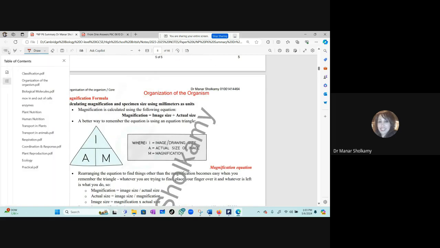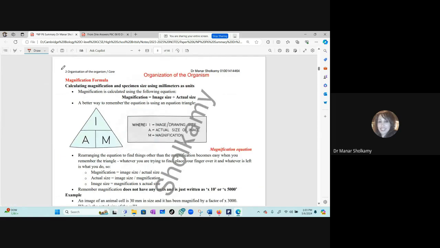Now, the second lesson, which is organization of the organism, of course, the magnification equation. I'm not here to revise it because you know it very well, but for the units, you will not convert to micrometers except if they ask you. And 90% of the time, you will not need to convert to micrometers. Why? Because paper 6 is a common paper between year 10 and year 9, the core. And year 9 don't do micrometers. So don't forget that you will measure everything with your ruler.